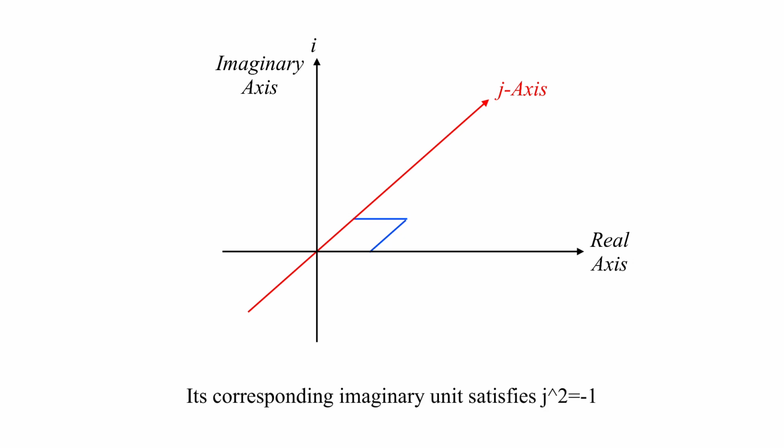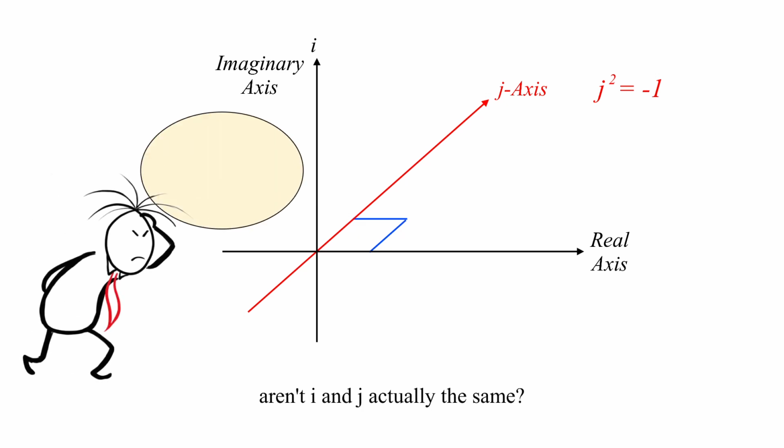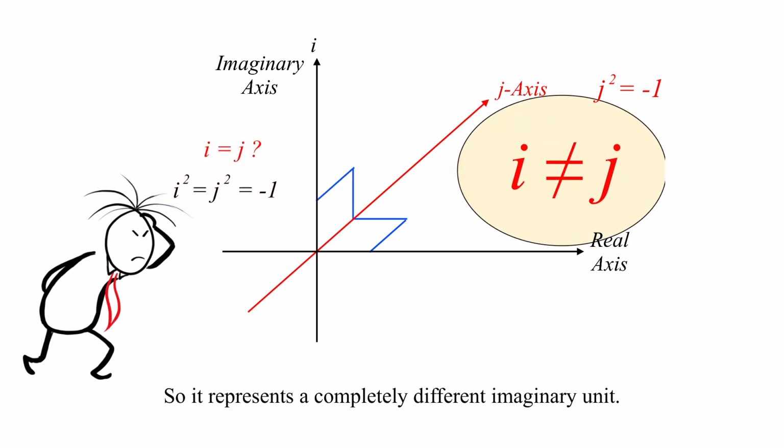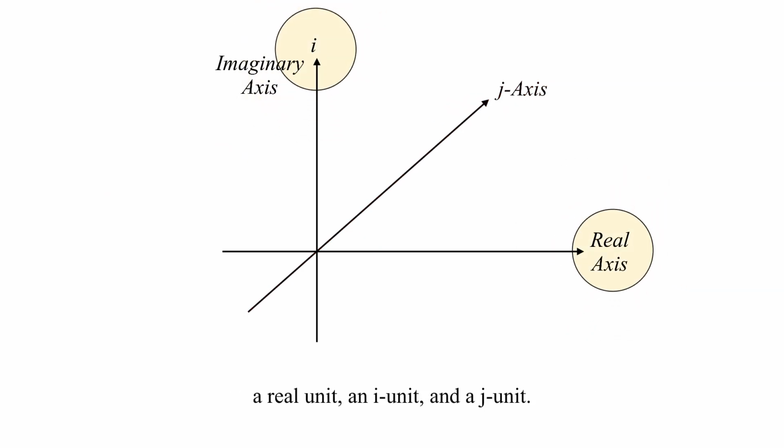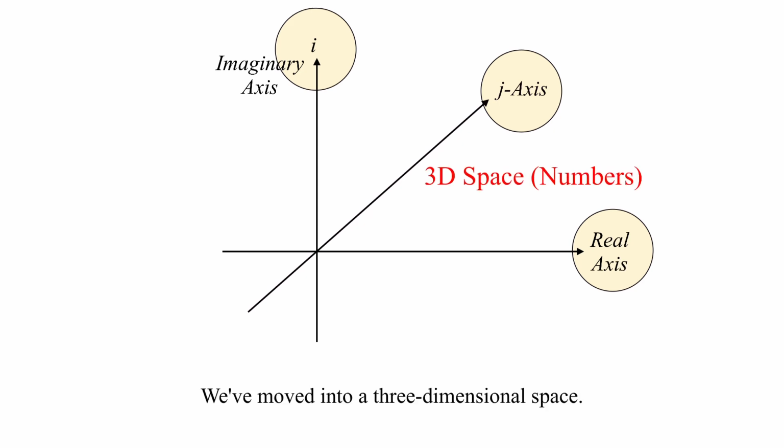Its corresponding imaginary unit satisfies j squared equals minus 1. You might be wondering, aren't I and j actually the same? After all, both of them square to minus 1. But j is also perpendicular to I, so it represents a completely different imaginary unit. Now, our numbers consist of a real unit, an I unit, and a j unit. We've moved into a three-dimensional space.